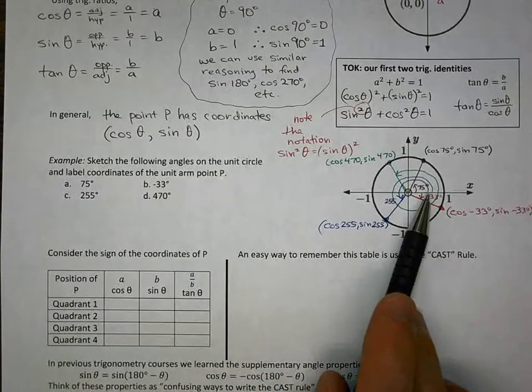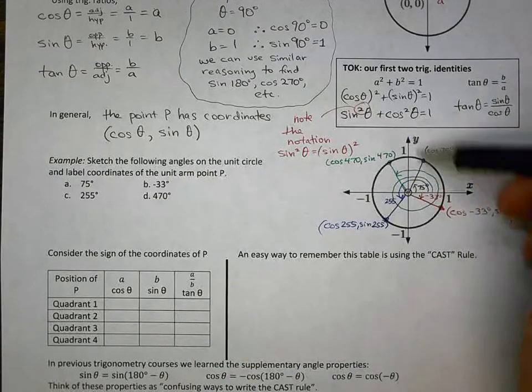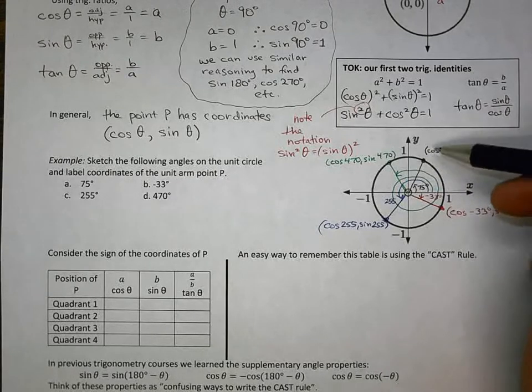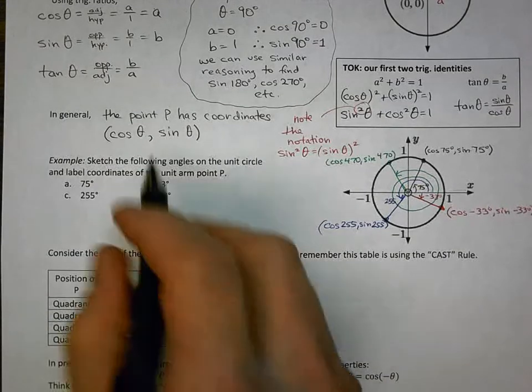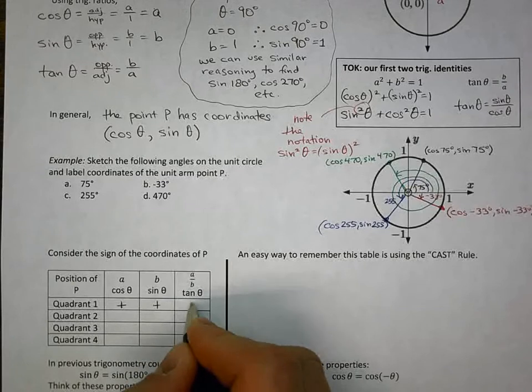So in quadrant 1, remember, this is a Cartesian plane. This is positive x, positive y. In quadrant 1, the x and the y are both positive. That means that a is positive and b is positive. Remember, a and b are cos and sine, but this essentially means that tan has to be positive too.